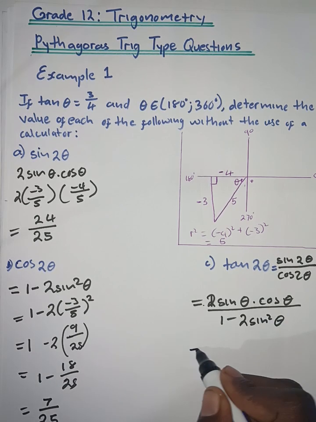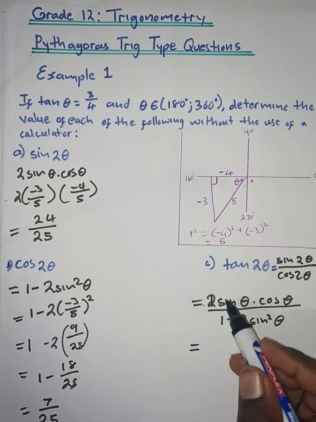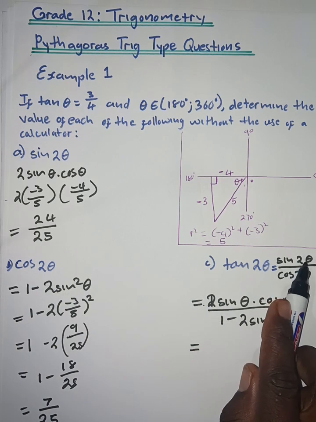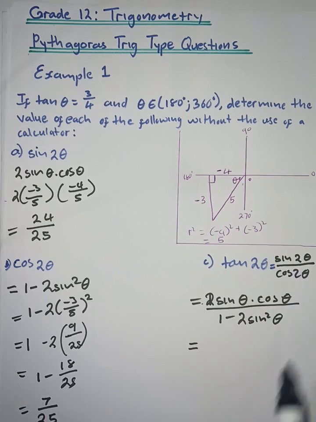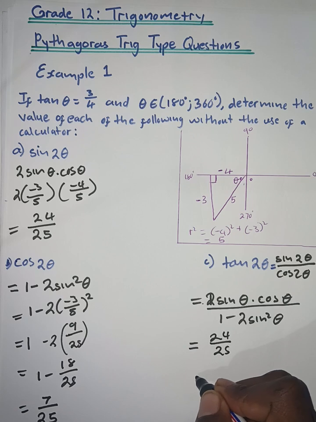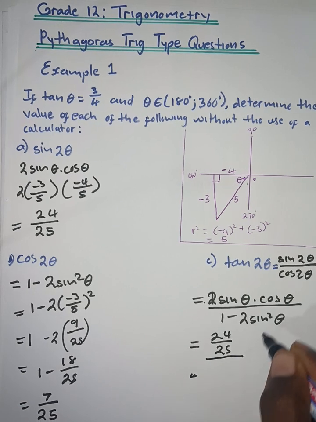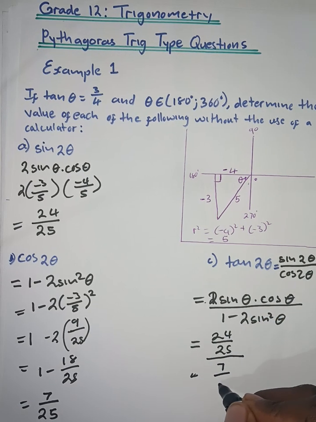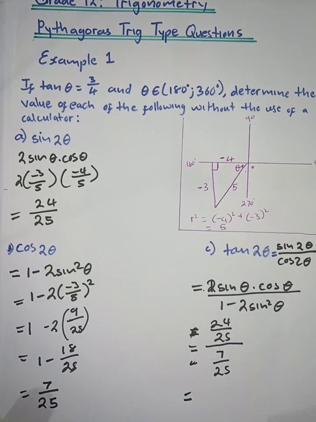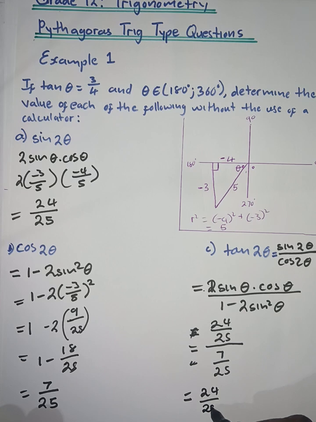What I'm actually going to do now, remember we found the value for the double angle of sine. So this would be 24 divided by 25, and that would be all over what we found to be 7 over 25. Let me put that equal down there. So this is 24 over 25 multiplied by 25 over 7.